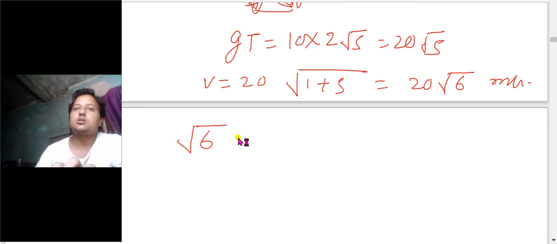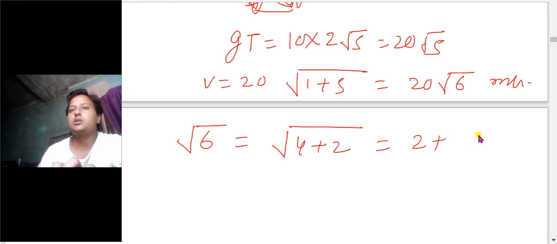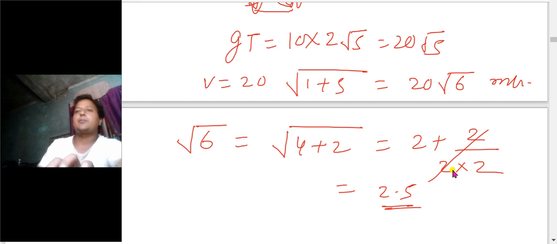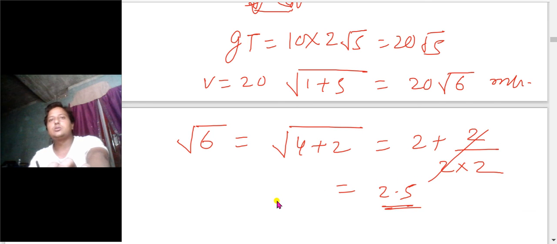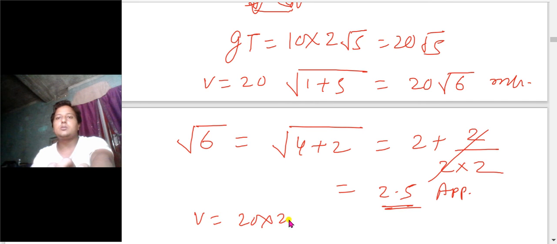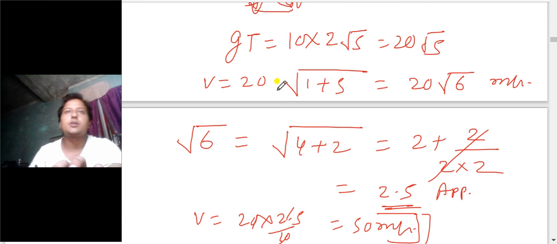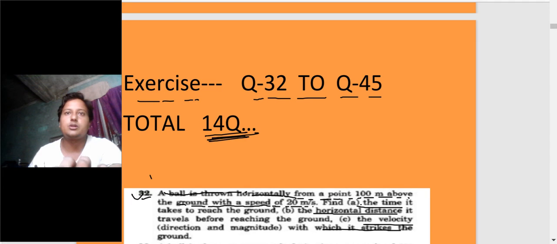What is under root 6? Under root 6 is approximately 2.5. So V is 20 multiplied by 2.5, 50 meter per second approximately.